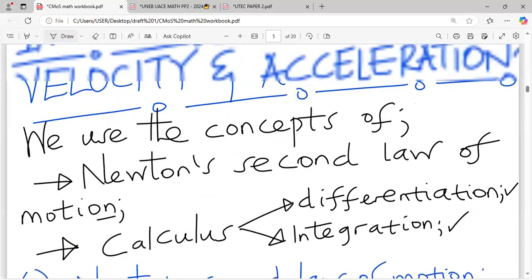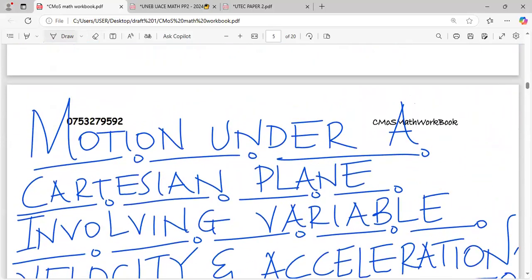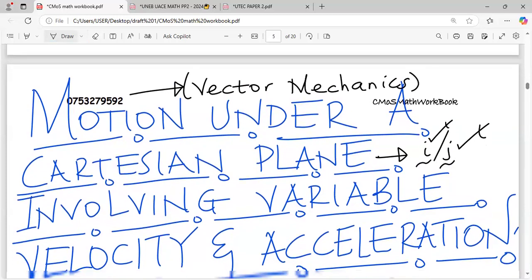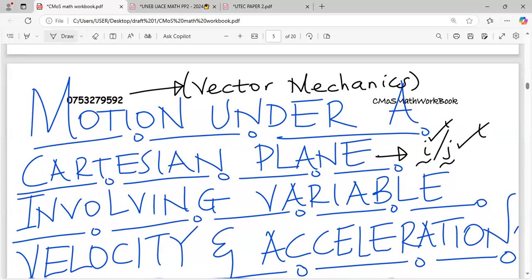Then the other thing you have to know, anything to do with the Cartesian plane. Remember telling you that this is where we have the i and the j components. These are vectors. So this is something they call vector mechanics. Why vectors? We are talking of a Cartesian plane where the x-axis is represented by the unit vector i and the y-axis is represented by the unit vector j. Yesterday I explained why they are called unit vectors.